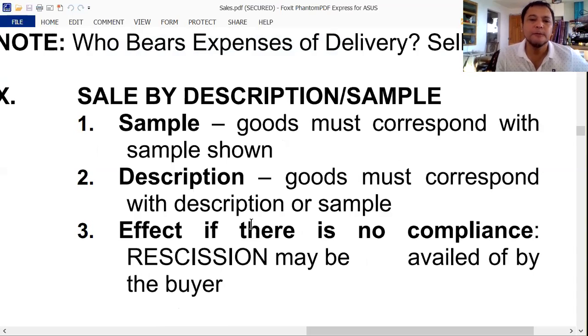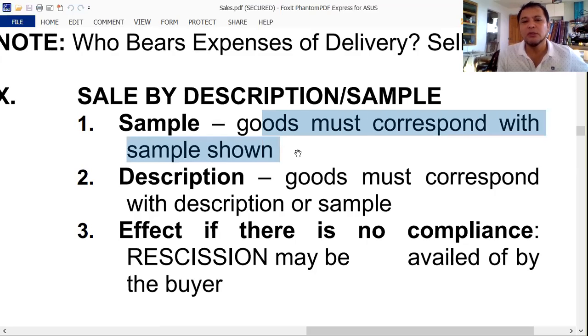So now we discussed another kind of sale, which is by description. Another mode of delivery is just by describing the goods. Like for example, you are going to show a sample. This is a sale by description or sample. So you're showing the buyer a sample. In the delivery, you must also deliver the same kind of goods, so it must correspond with the sample shown. Because if the seller will deliver a low quality type of goods, then the buyer has the right to return the goods.